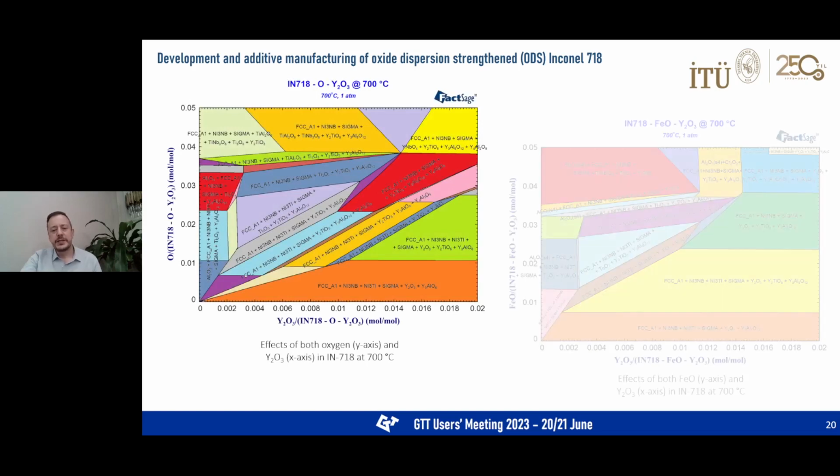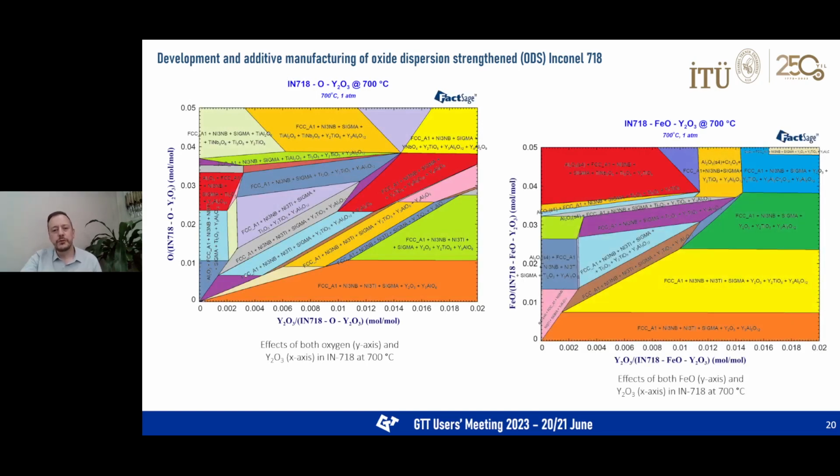Then we decided to use the phase diagram module to find the most suitable triple oxide formations just by scanning the wide range. As an example, the first figure shows the effect of both oxygen and yttria, whereas the second one shows the effect of both iron oxide and yttria in Inconel alloy at 700 degrees Celsius to estimate the formation of these special nano-oxides.